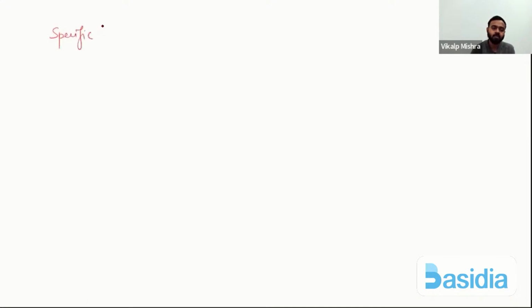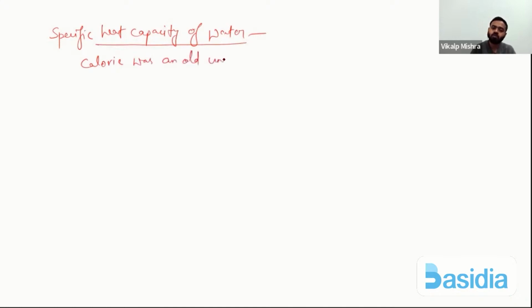Specific heat capacity of water. Why are we talking about specific heat capacity of water separately? Because earlier, historically, we used the calorie unit for heat. To measure heat we used calorie as the unit. Calorie was an old unit of heat.